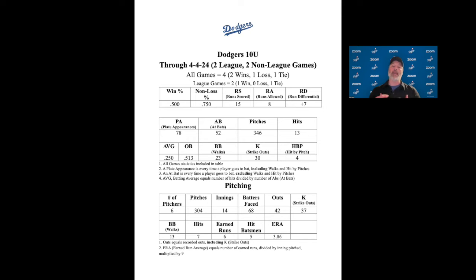If a team has a plus run differential, that means they're scoring more runs than they're giving up or allowing, which is something that's really good and typically means a team is having a good year.